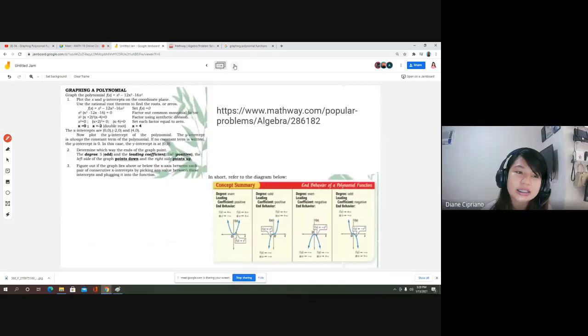So let's proceed with the next slide, the graphing of the polynomial, which is the main topic in this learning competency 2. This is really the topic of this learning activity, how to graph a polynomial. First, of course, we have the given: x raised to 5 minus 12x raised to 3 minus 16x squared.